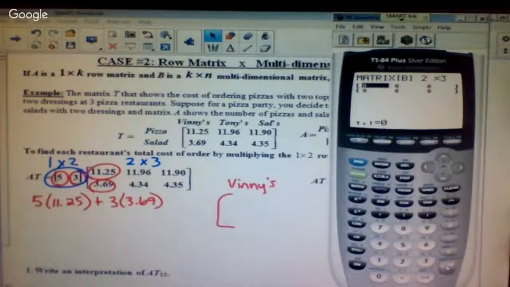And you're going to type in all the prices. So 11.25, enter. 11.96, enter. 11.90. 3.69. 4.34 and 4.35.